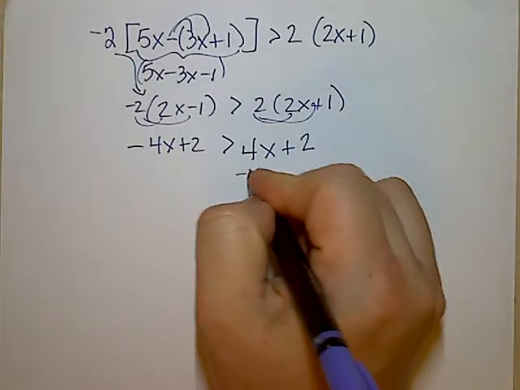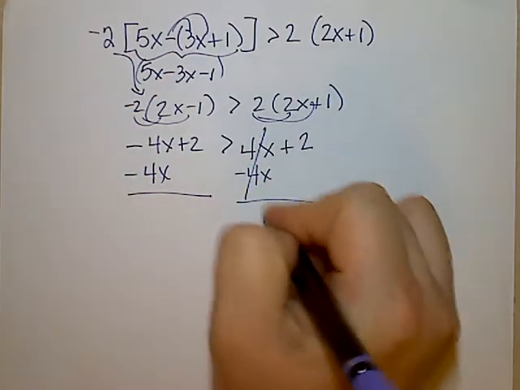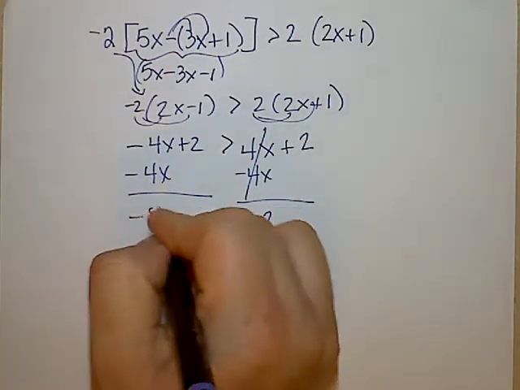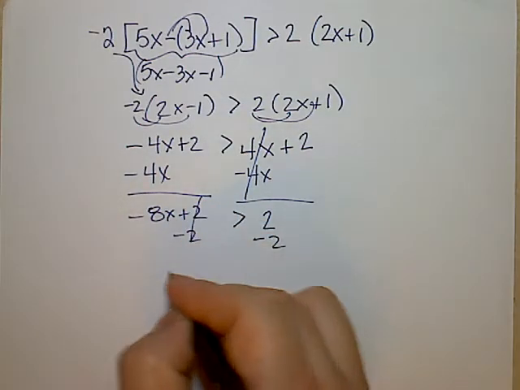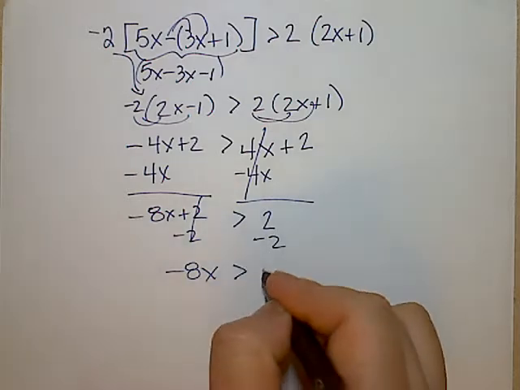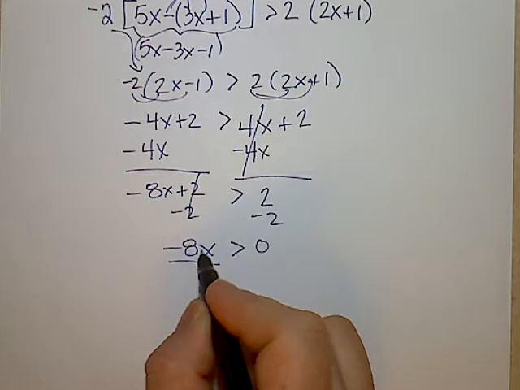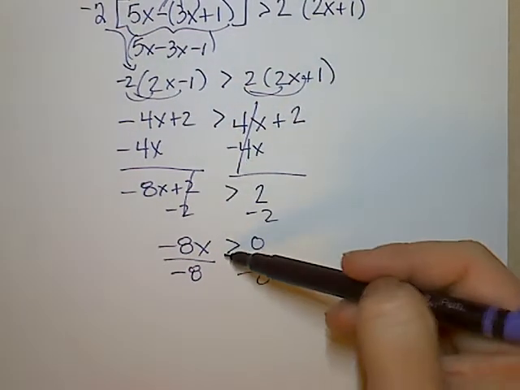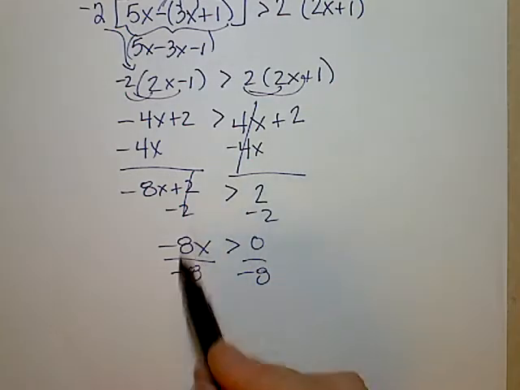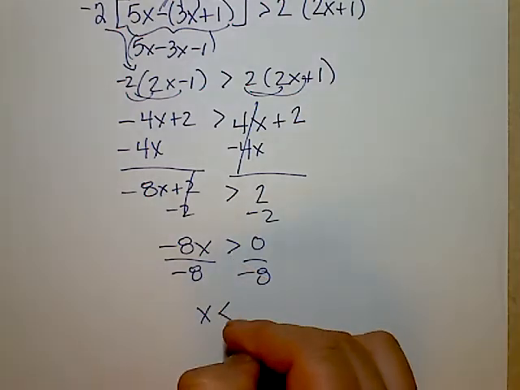And now I'm going to move the variables to the left, and the constants to the right. And my last step here is I'm going to solve for x by isolating the x and dividing by -8. Okay, so I've gone across the inequality symbol and I've divided. Dividing or multiplying by a negative means we're going to flip our symbol.